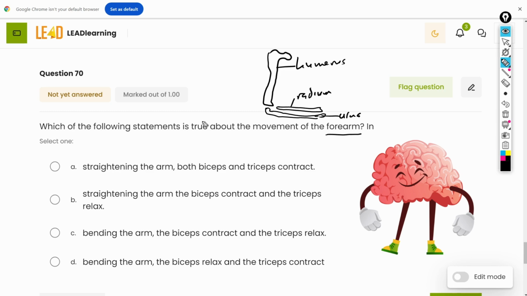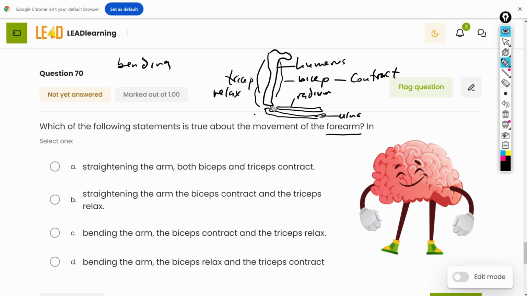Now, for the forearm to move, and let me be specific about bending. For the forearm to bend, as we're seeing it in this way, the bicep is here, while the tricep is here. You can actually demonstrate this. For the arm to bend, the bicep needs to contract. And as the bicep contracts, the tricep will relax because they work as an antagonistic pair.